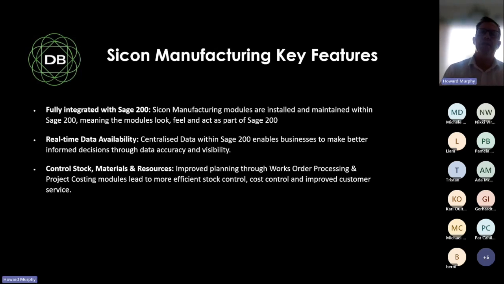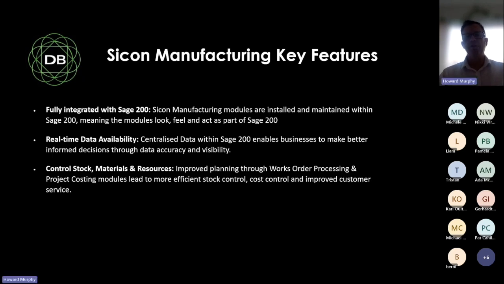Sicon Manufacturing, as you can see here, the modules that Sicon produce are all installed and maintained within Sage 200. So when you're looking at 200, you can't see the joint. It effectively looks like it's 200. It's all part of it. All of the data is centralized. It's all pulled together so you can make better decisions with live information that you're being fed directly. The modules are directly from 200 in itself.